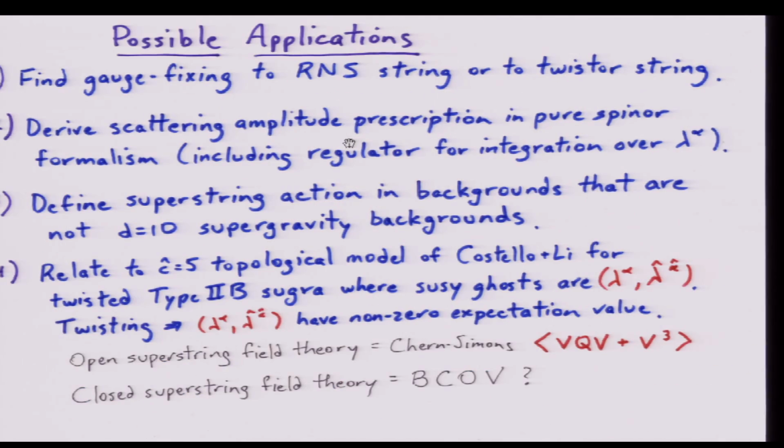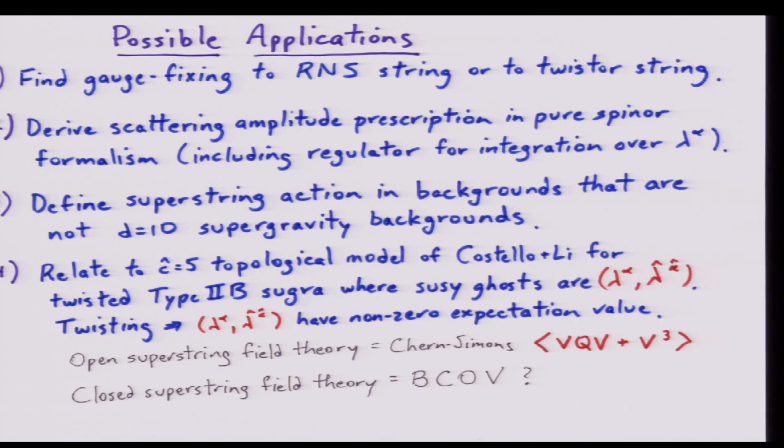Okay, so I have some applications. One application is, of course, to try to find other gauge fixings. One would like to, for example, try to gauge fix to the RNS string, maybe in certain backgrounds, or maybe to the twistor string. The twistor string has now been developed for certain backgrounds, and maybe there's some clever gauge fixing in which you can get rid of all the x's, so that instead of x slash and lambda, maybe you can get just twistor variables.